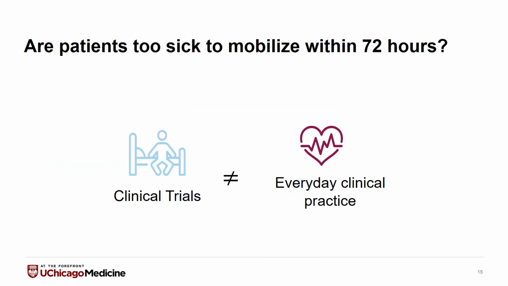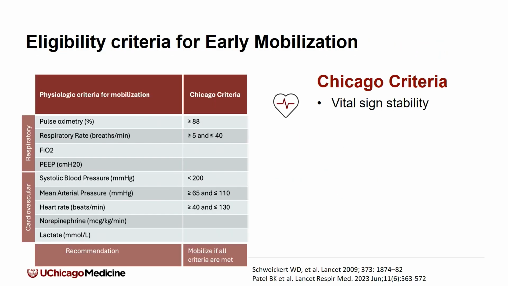Because the reality is, in these trials, the timing of therapy was done within 3 days, and yet in clinical practice, these patients are considered too unstable. So could it be that these trials cherry-picked patients that were stable and got the intervention? Or could it be that we might not be recognizing the windows of opportunity to mobilize these patients in that first 72-hour period?